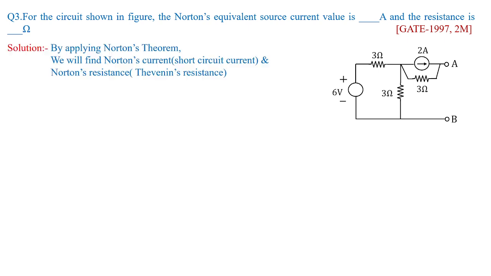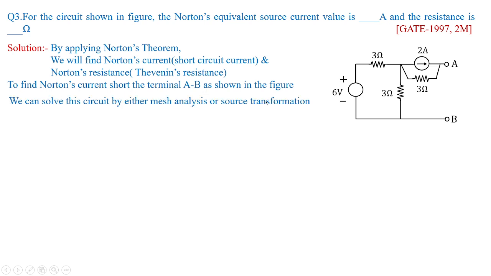For that, by applying Norton's theorem, we will try to find out the Norton's current, which is also known as short circuit current, and Norton's resistance, which is also called Thevenin's resistance or equivalent resistance across AB. So that is what we are going to do with this problem. So to find out Norton's current, short the terminal AB as shown in the figure, and we can solve this either by mesh analysis or source transformation.